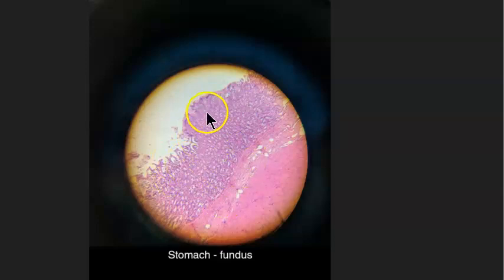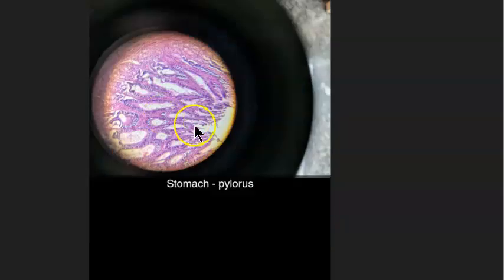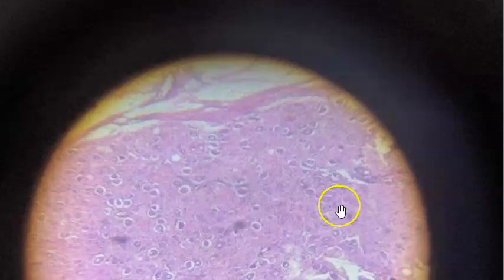So where were we here? This is stomach fundus. Then this is stomach pylorus. I would have said something else, but anyways, just focus here on these purple things here. Right? Going on. What do you think this is?